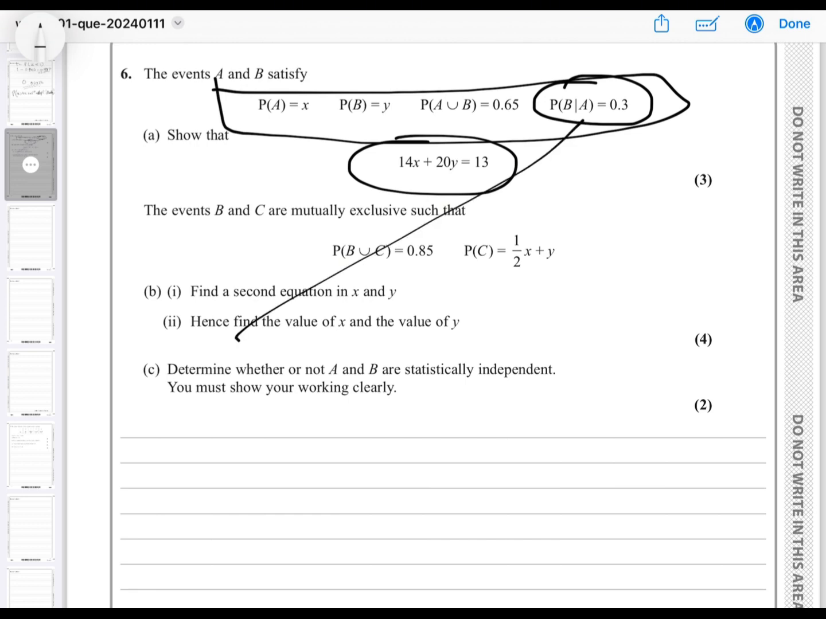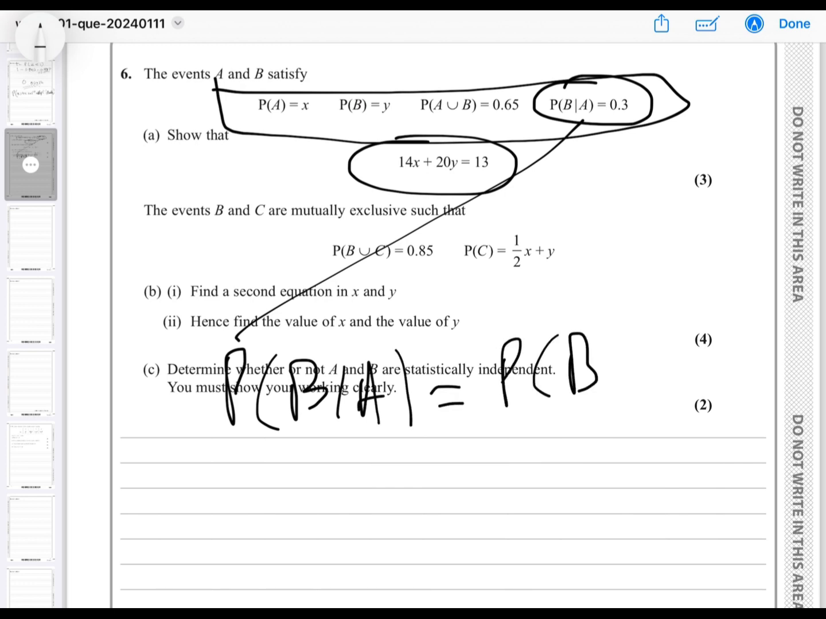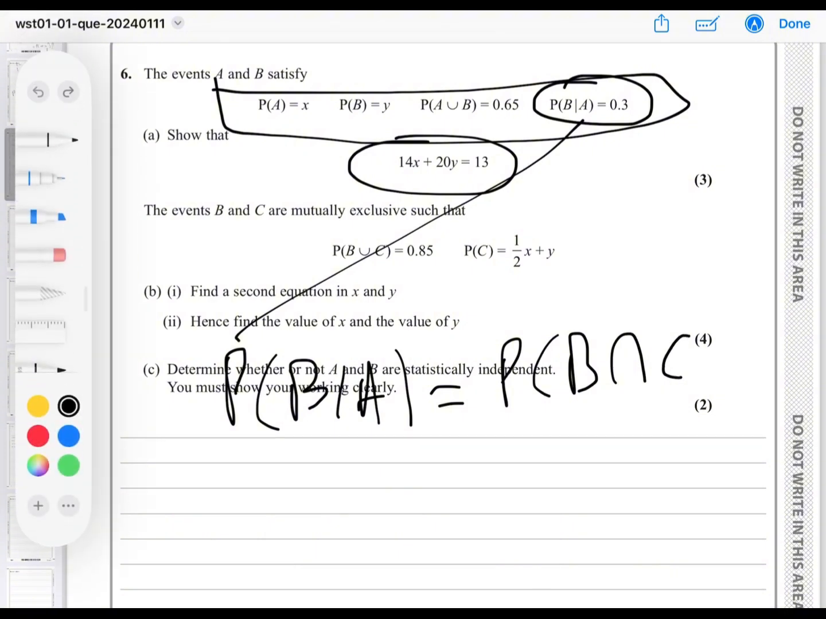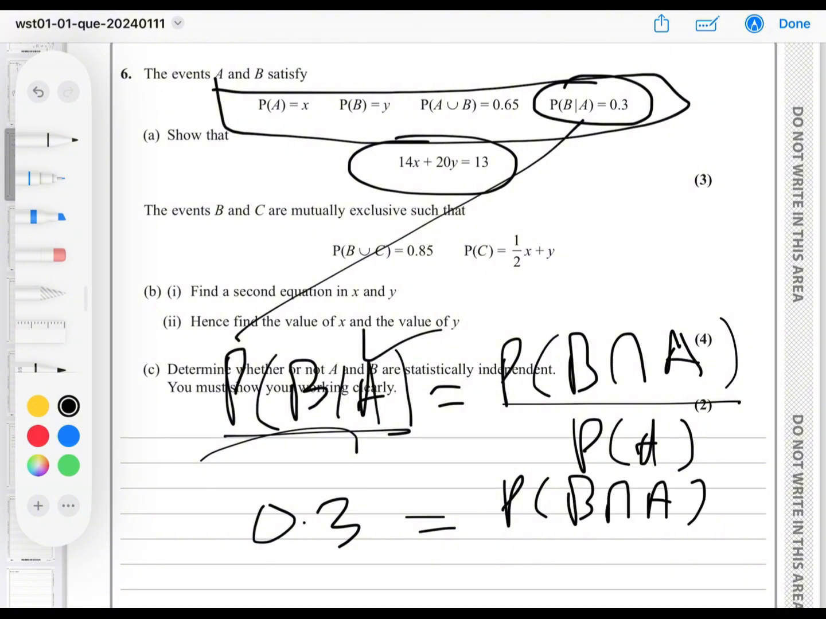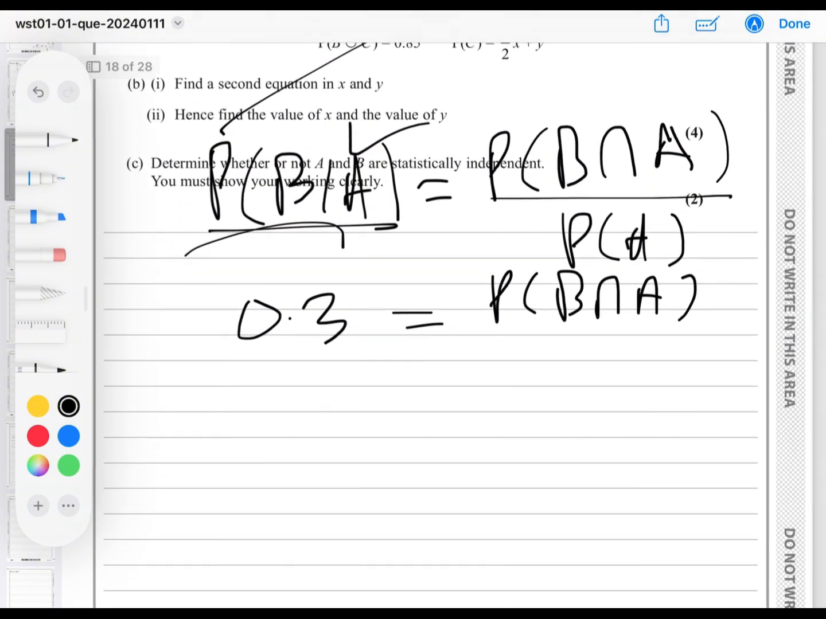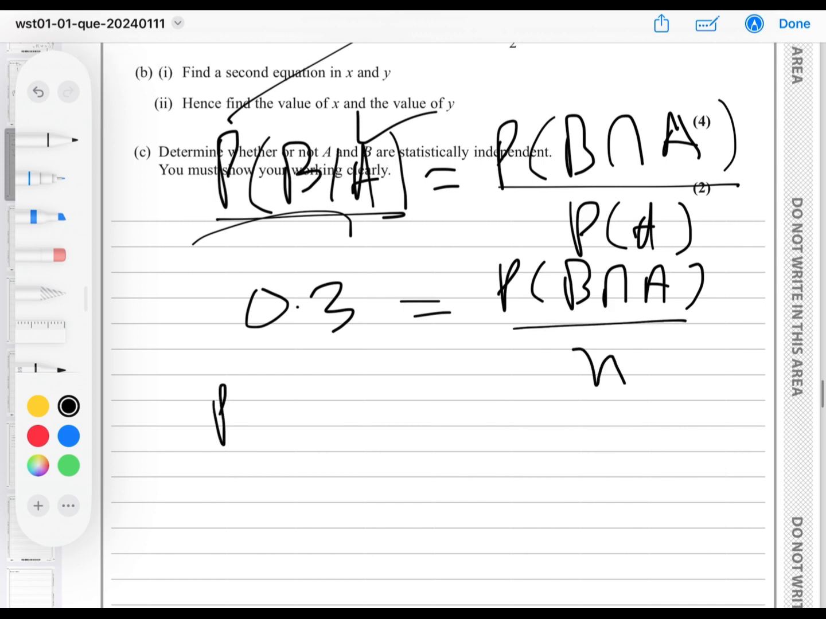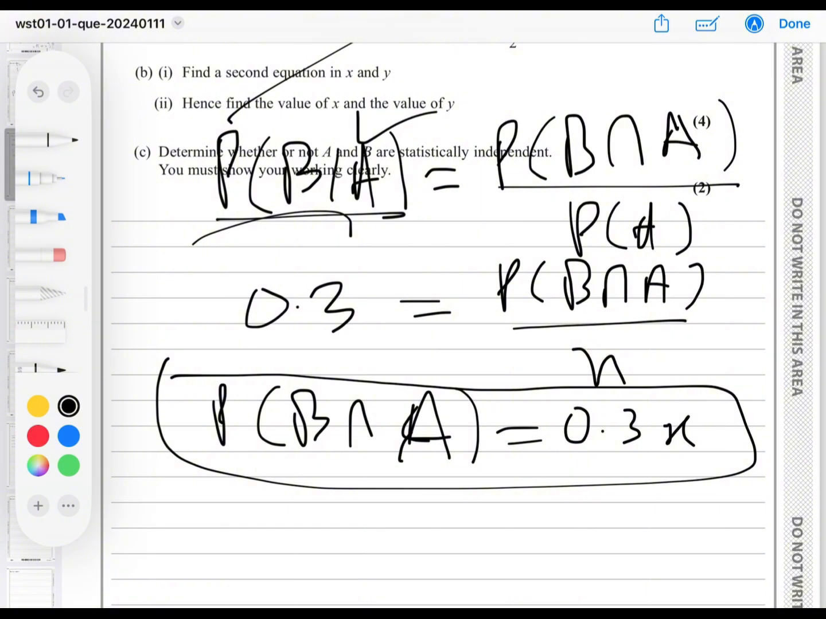So now we'll pick this conditional probability, and how can we write this? I told you this before: we will take the intersection, and the given event goes in the denominator. Now this is 0.3, and B intersection A is unknown, and the probability of A is given in the question, which is x. So the probability of B intersection A is 0.3x.